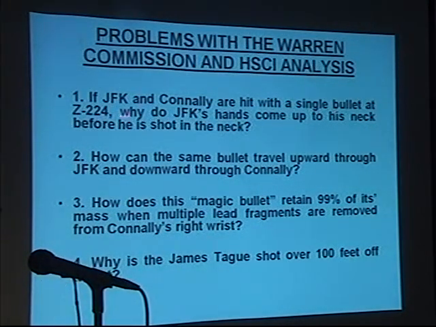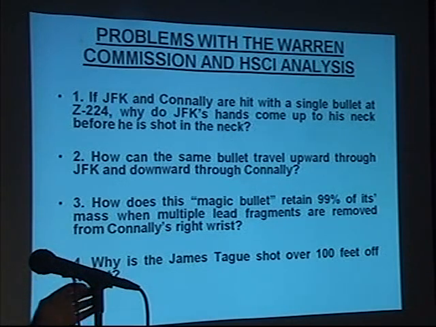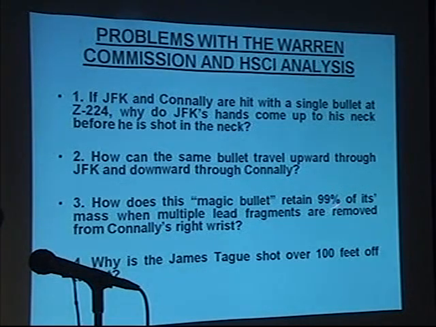JFK and Connally are hit with a single bullet. If that's the case, why do JFK's hands come up to his neck before he's shot in the neck? And we saw this earlier today in one of the presentations, where Kennedy's hands are up to his neck and Connally is turning around and has not yet been shot. So they've not been hit with the same bullet. And then the path of the bullet is not acceptable. The bullet supposedly retains 99% of its mass, yet there are fragments found in Connally's right wrist that are much greater than the 1% lost in this bullet. And then why is the James Tague shot so far off? Next slide.